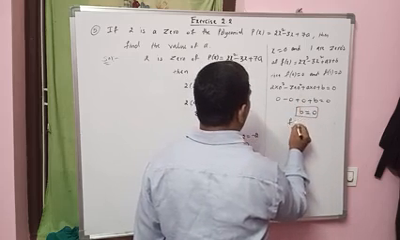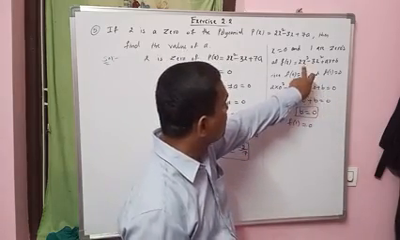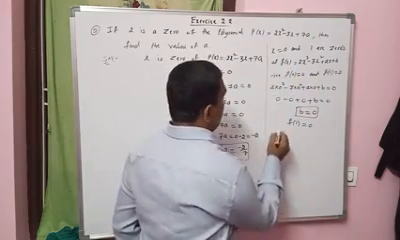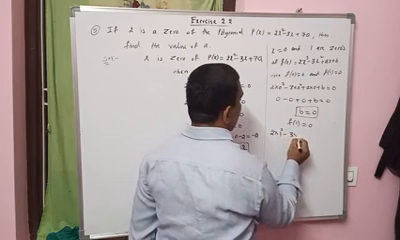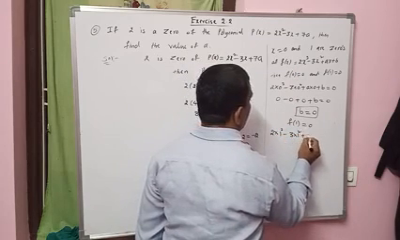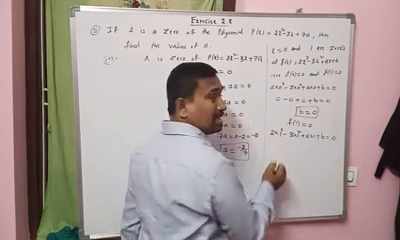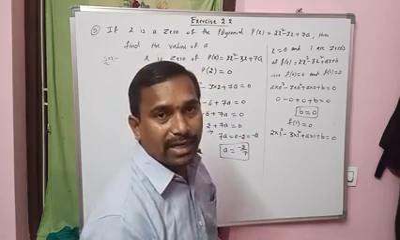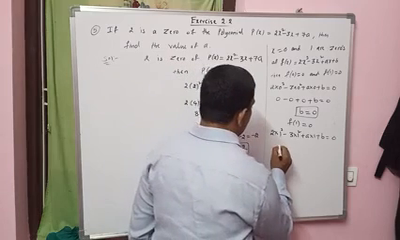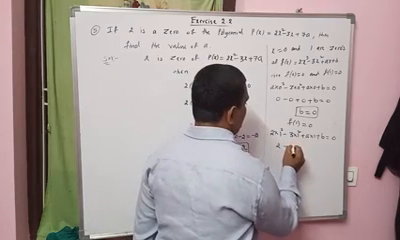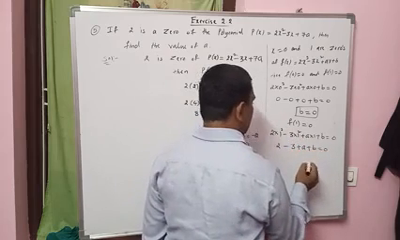Next, take f of 1 equal to 0. How can you find f of 1? Substitute x value 1 here: 2 into 1 cube minus 3 into 1 square plus a into 1 plus b equal to 0. 1 cube is 1 into 1 into 1, that is 1. 1 into 2, 2. Minus 1 square, 1. 1 into 3, 3. Plus a plus b equals 0.